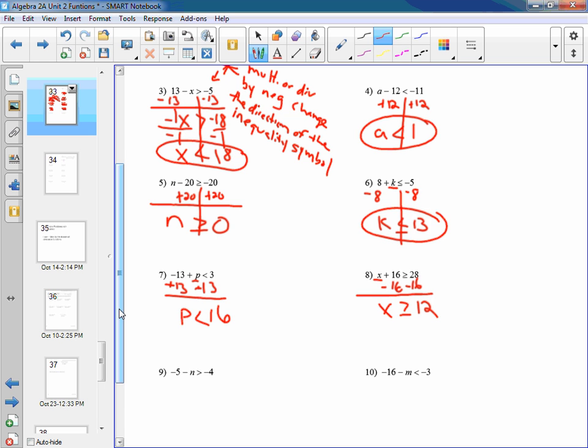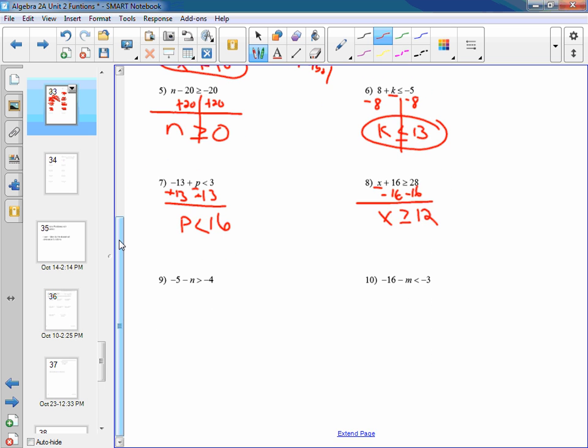And then these last 2 is where you're going to want to practice changing the inequalities, because you're going to have to add 5 here. But again, be careful. You get negative n is greater than 1. This negative n is like a negative 1n, so we've got to divide both sides by negative 1, which means we're going to have to change the direction of the inequality.